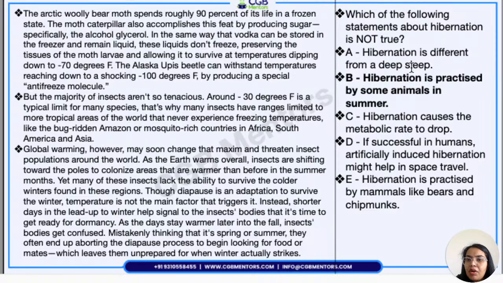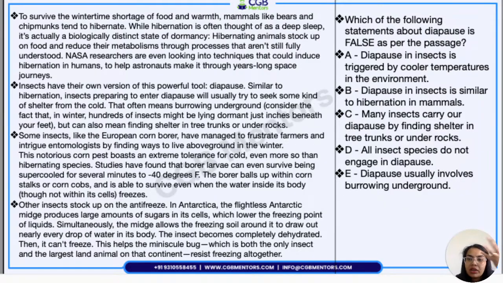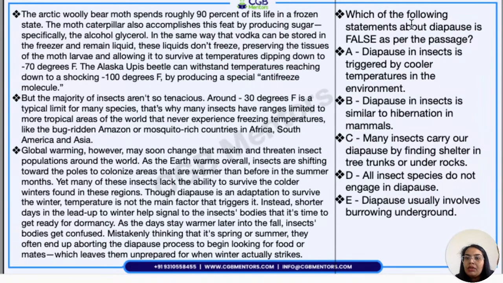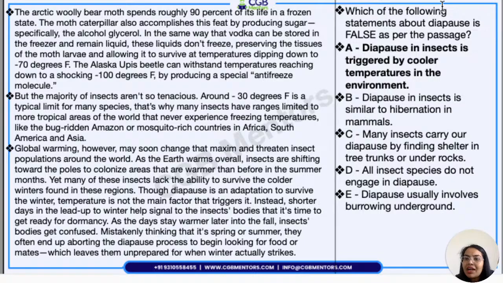Now, which is not true? Hibernation is different from a deep sleep. Yes, it is dormancy, that is given. We want to mark the statement that is not true about hibernation. Most of the part was given in the first slide. It causes the metabolic rate to drop. That is also given. It is practiced in some animals in summer. This was clear right from the beginning. Hibernation is all about winters. So this was completely the opposite. It was a very easy question.